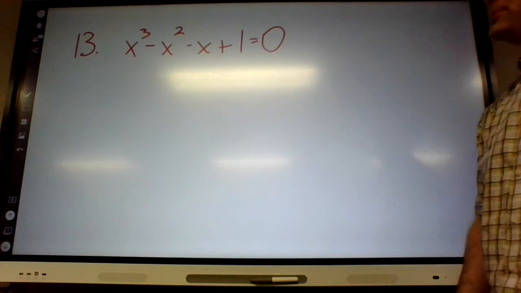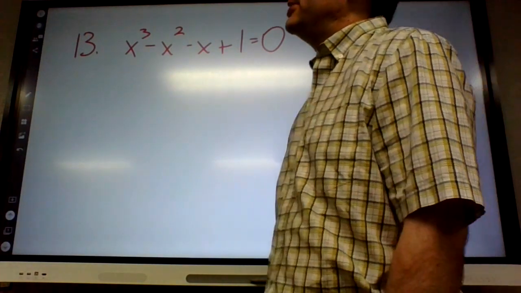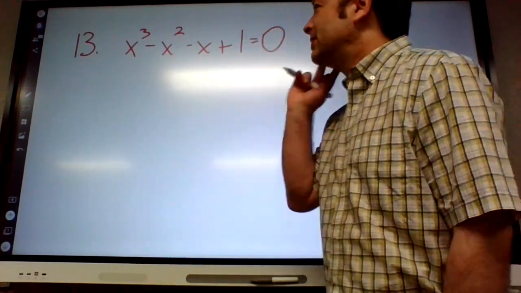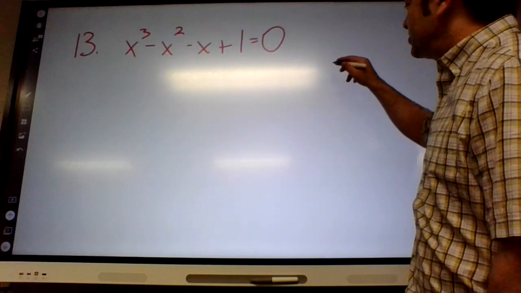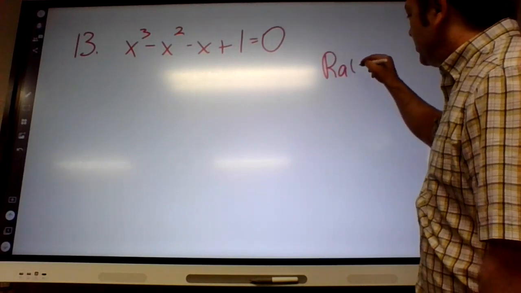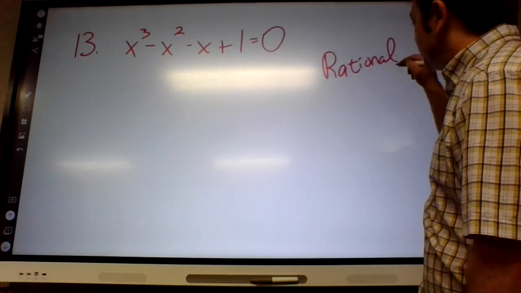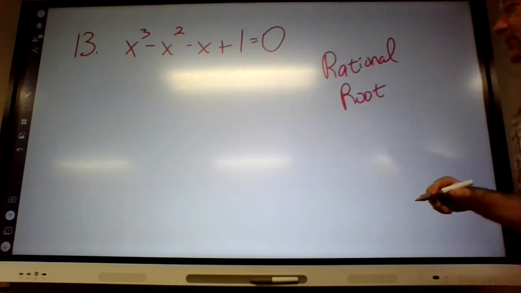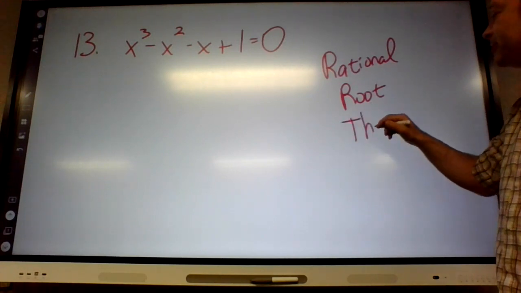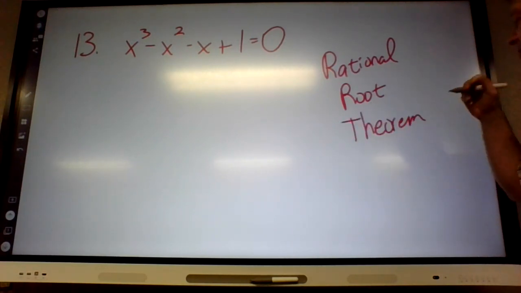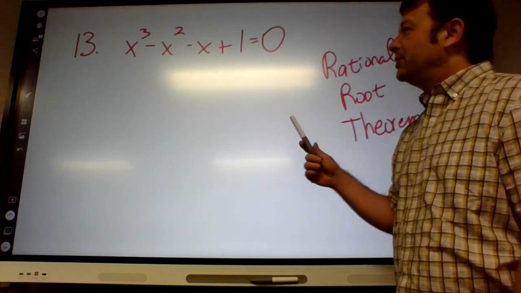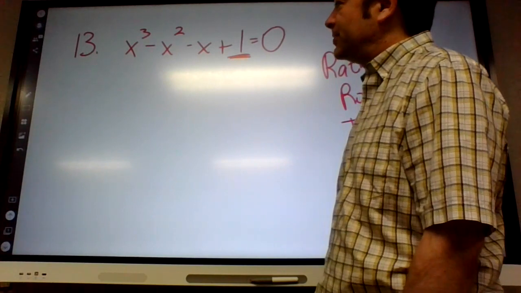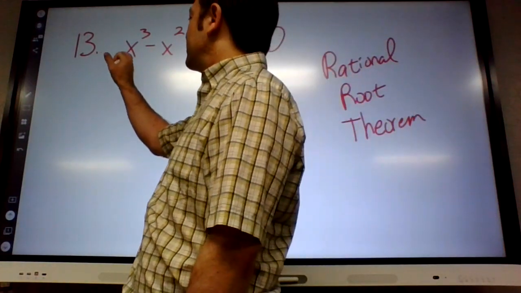This would be an example. Well, actually it looks like grouping would work. But grouping doesn't always work, so we're going to learn a new trick, or remind you of an old trick maybe. It's called the rational root theorem. Rational means fraction, basically. If there is a rational answer, this trick can help you find it. So you use factors of the last coefficient over factors of the first coefficient.